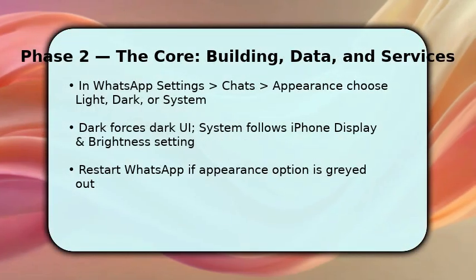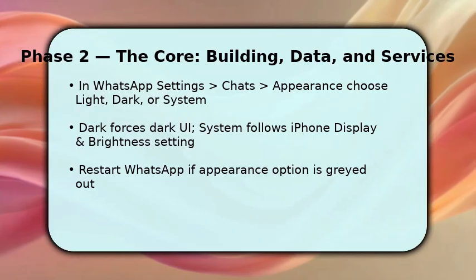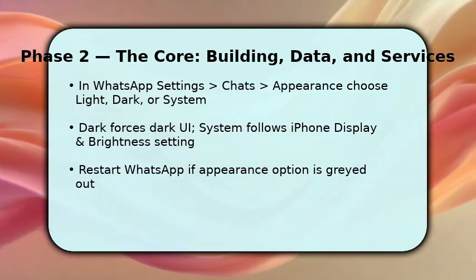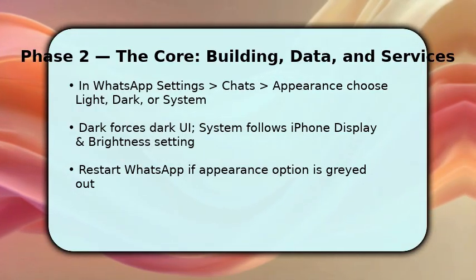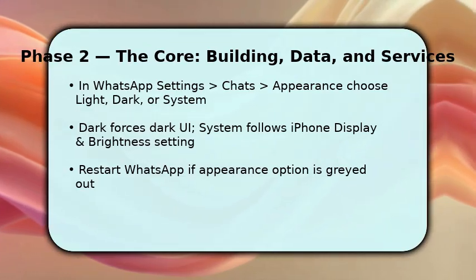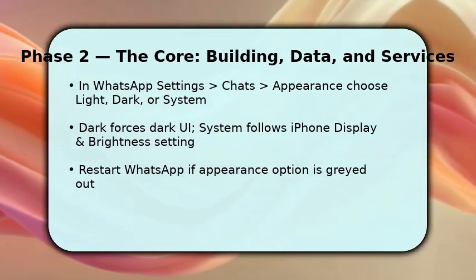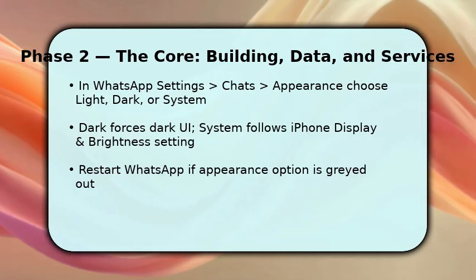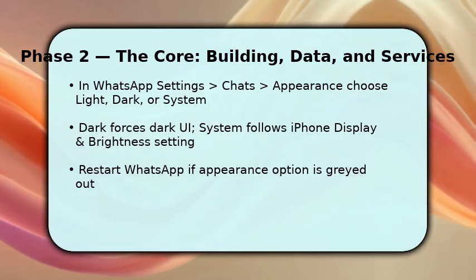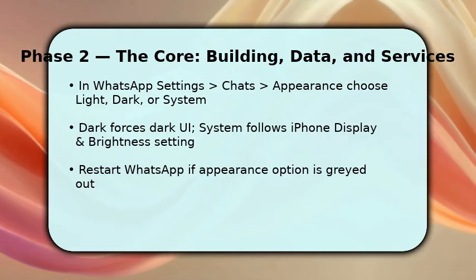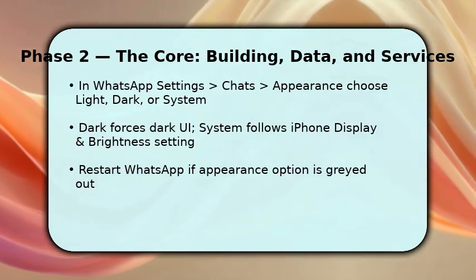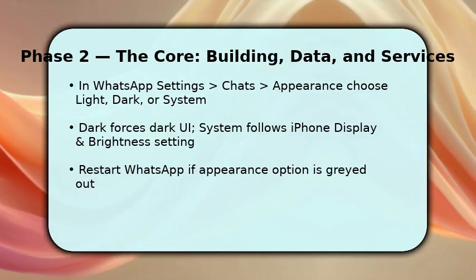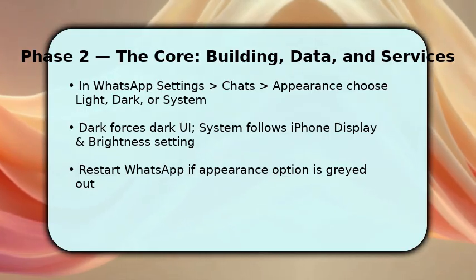You're now in Appearance. Pick Dark to force WhatsApp into dark colors, or choose System to mirror your iPhone's display and brightness setting. This is useful if you switch modes automatically at sunset. Tap Dark and observe chat backgrounds, menus, and media viewer switch to darker tones to reduce glare and save battery on OLED screens. If you want individual contrast, also check Chat Wallpaper to pick darker backgrounds.